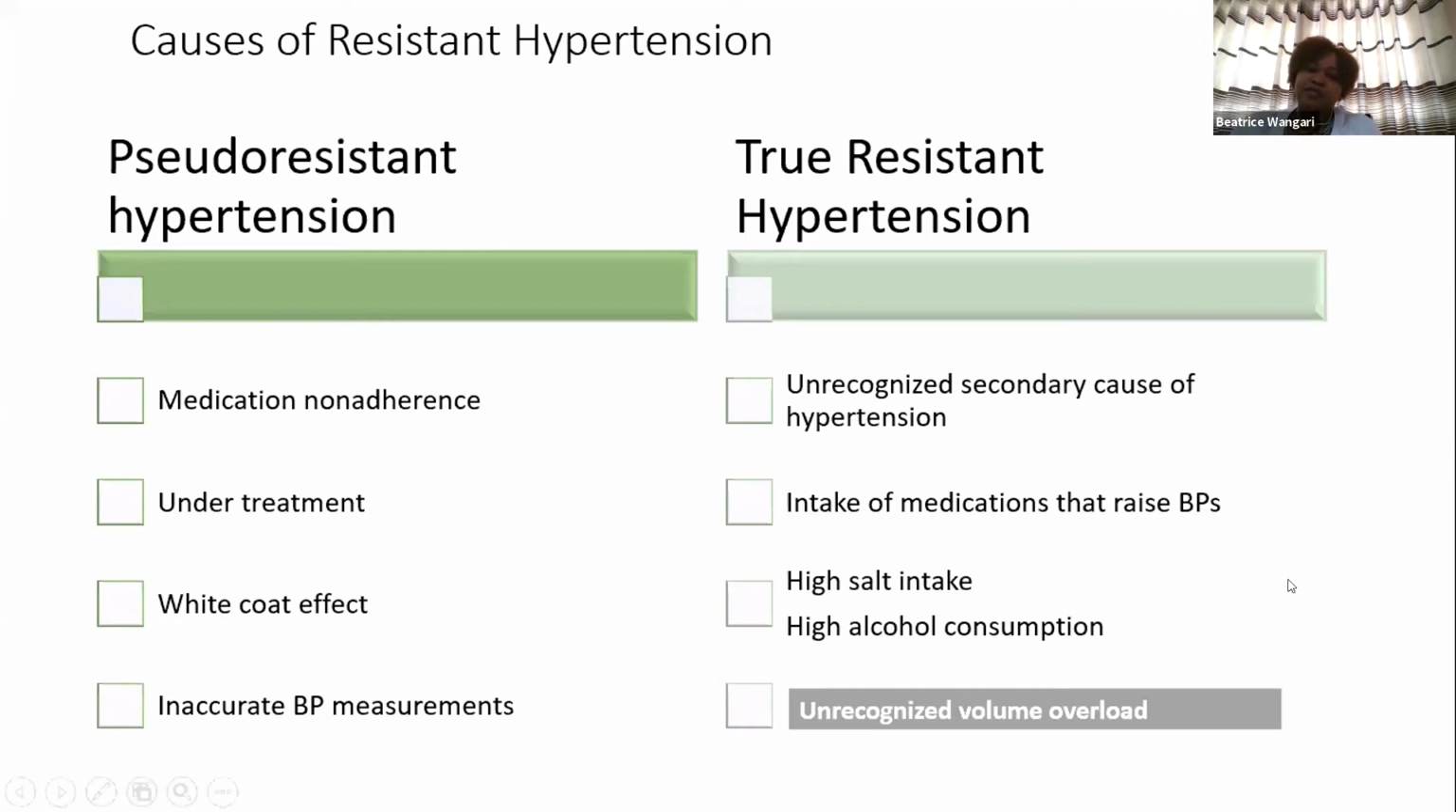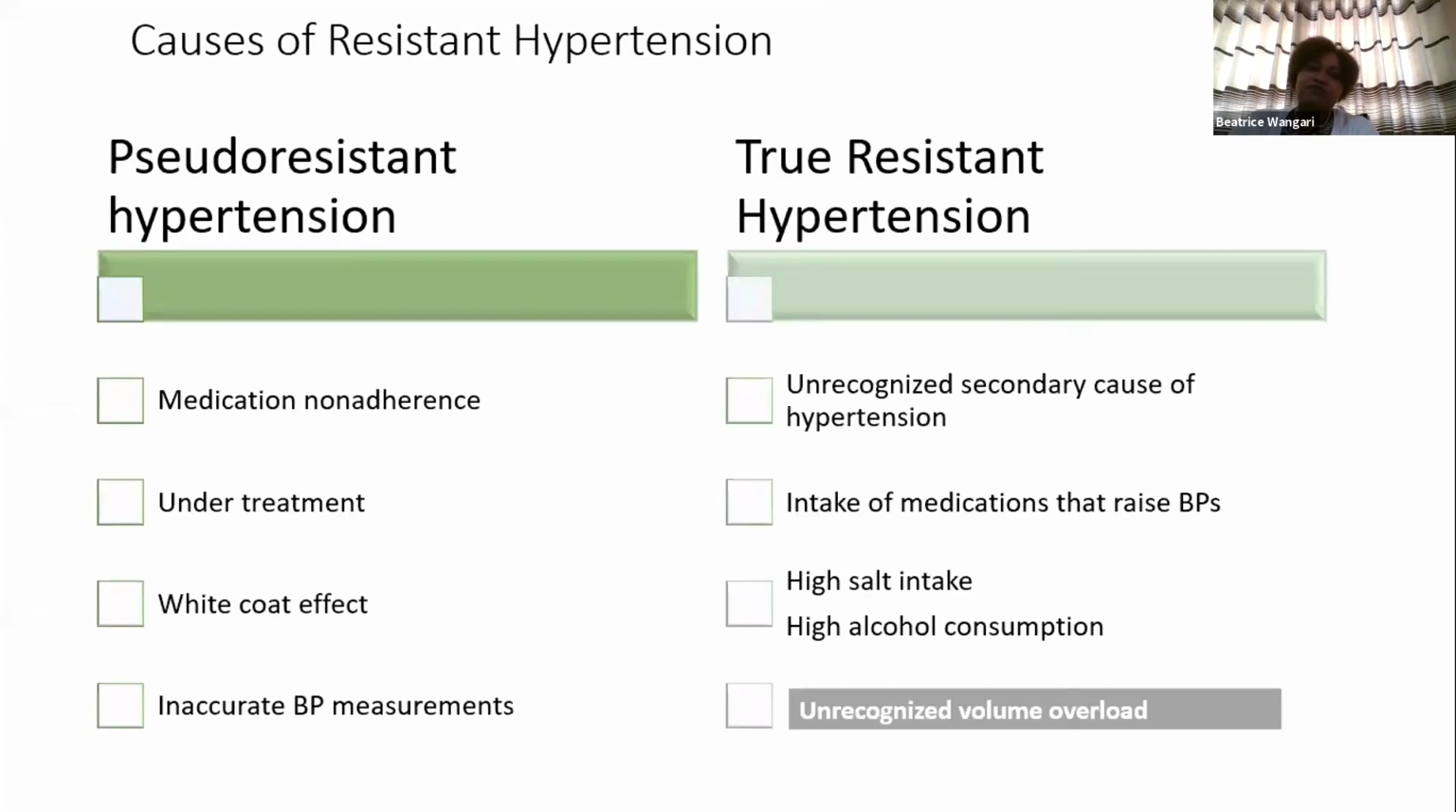The other aspect that I wanted to highlight here was the issue of unrecognized volume, or rather extracellular volume expansion. Saying unrecognized because if the patient had edema, then you would know that this patient has volume expansion. But sometimes these patients have volume expansion that is not much to be seen as edema. So it is one of the things that has been shown to contribute to resistant hypertension among these patients. And we will see more of that as we go along.